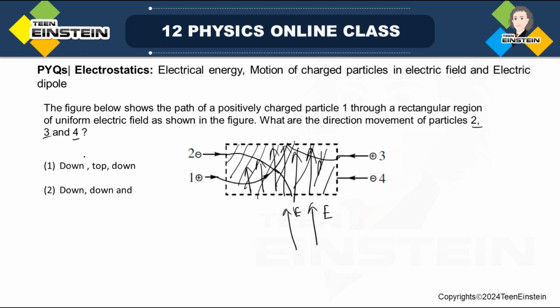Now the fourth charge is negative, so it will go down like this. So first I have to go down, then this has got upward, and 4 again down. Okay, this will be the answer actually.